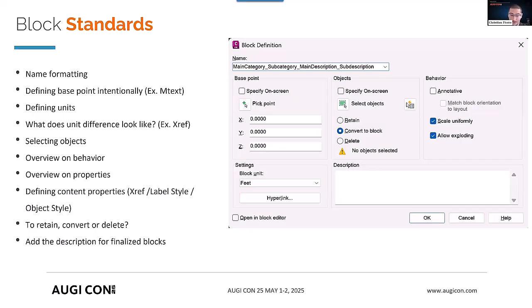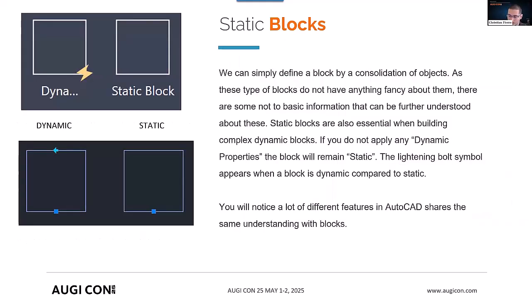We'll also look at whether to retain, convert, or delete, and when to use those, and always add the description to finalize blocks. In case your name isn't very descriptive, we can add a description to further convey what this block's functionality is. Now we have two major types of blocks, static blocks and dynamic blocks. We're going to be looking over static blocks.